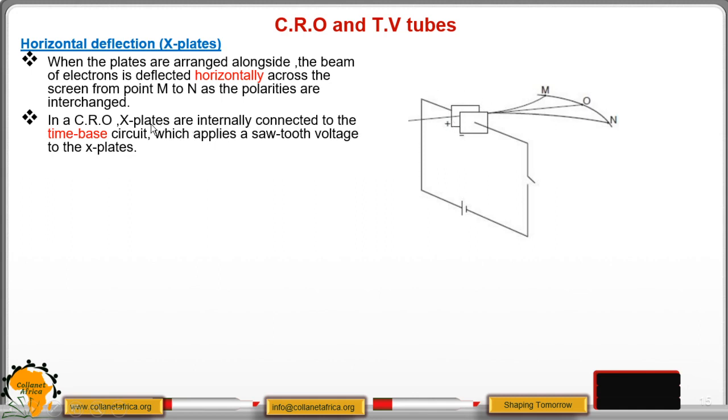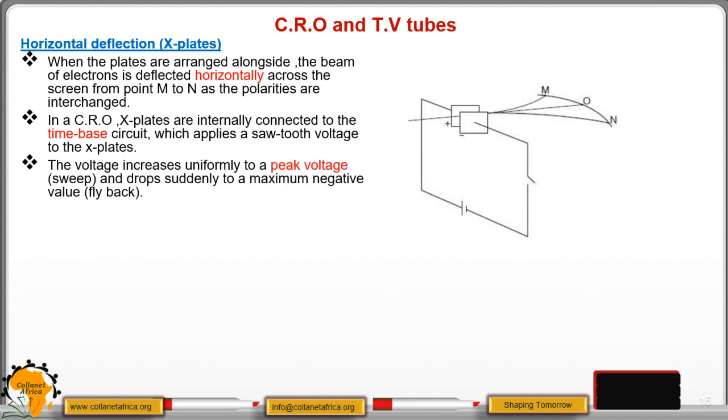Now in a CRO, these X plates are internally connected to what we call the time-base circuit. And this time-base circuit applies a sawtooth voltage on the X plate. In other words, the voltage increases uniformly to a peak voltage, which we call the sweep, and then drops suddenly to a maximum negative value. In other words, it flies back, as shown in our diagram.